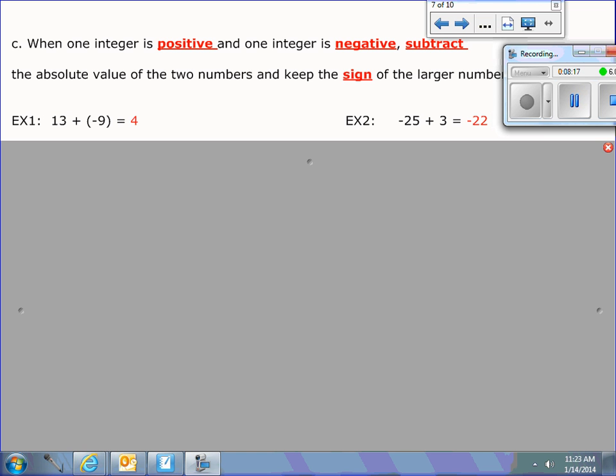In example 2, again, notice we're adding integers. Each of the signs are different. Negative 25 plus 3, they're different signs, so you subtract. To determine if it's a positive or negative, you look at the larger number, which is 25, and so your solution would be a negative 22.